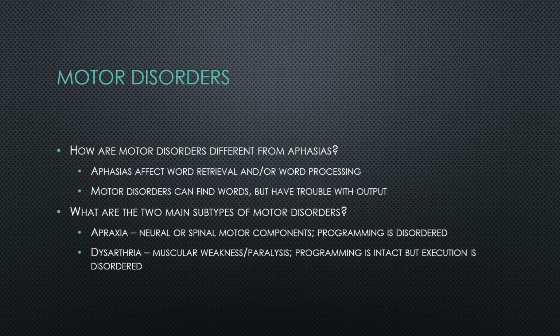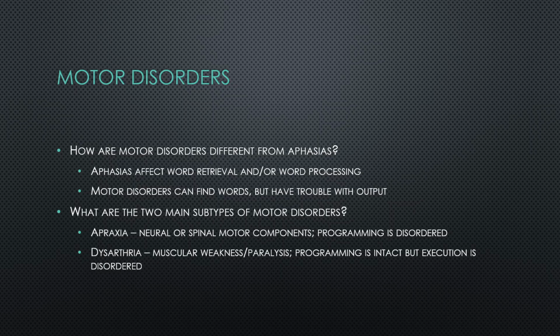So they can visualize a picture of what they're trying to say, but they can't connect a word to that. And in motor disorders, they can visualize the picture, they know the word they want to say, but the actual motor program or the muscles themselves are disordered and don't allow those phonemes to be produced correctly. What are the two main subtypes of motor disorders? Well, we have apraxia and we have dysarthria.